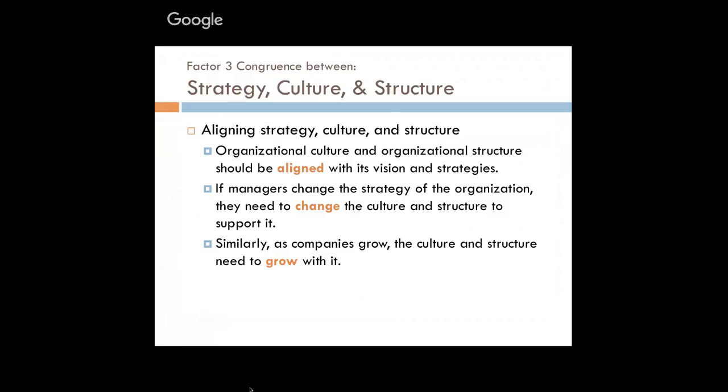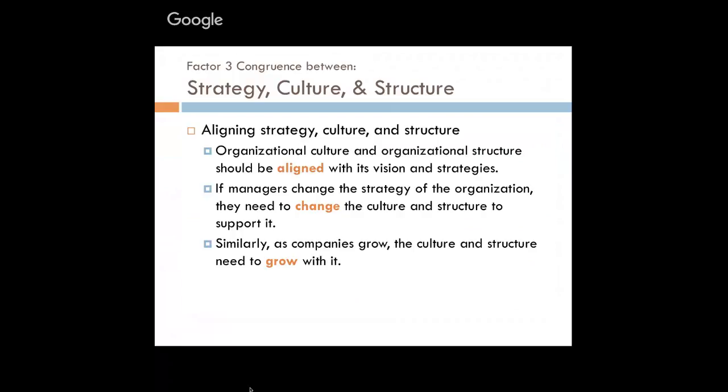The final factor is an important factor, which is that there has to be some sort of congruence between strategy, culture, and structure. Whatever your strategy is, if you think about it, organizational culture and organizational structure should be aligned with its mission, vision, and strategy. And if a manager changes the strategy of the organization, they will need to look at the culture and structure to support it. It's really foolhardy to assume that one day you could be an organization that follows rules and procedures, and the next day you decide we are going to focus on innovation, but we won't change anything else. That won't help. Remember, your structure and your culture can make or break your chances of success.